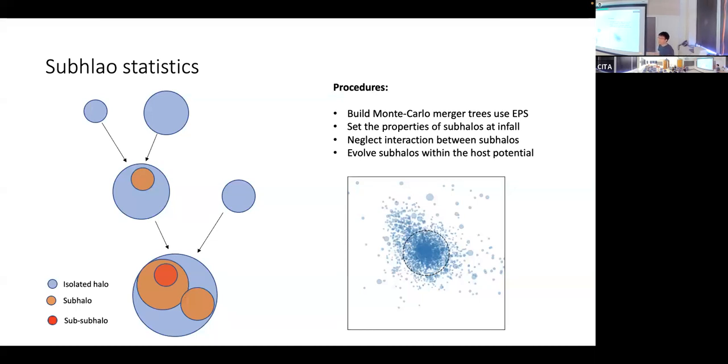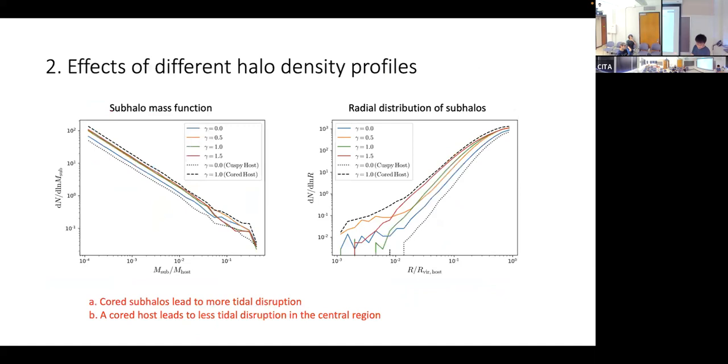So in the last one, you were comparing this cored host and cuspy host. Yeah, that is just the initial condition. So in principle, even if you have a cored host at the beginning, can it evolve into a cuspy host as the halos merge as well? I think no, because for the host, we do not have the tidal effect. So if it is initially a core profile, then it will always be a core profile. It won't evolve, it only changes the halo concentration, but it still has a core profile.